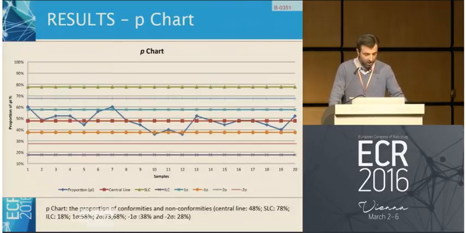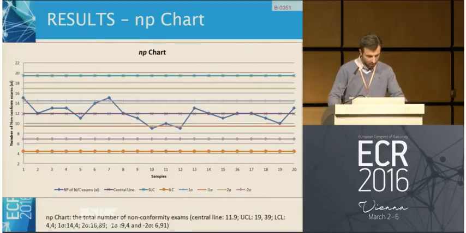Okay, our P chart, as you can see, is the proportion of conformities and non-conformities. The central line was 48%, the superior limit 78%, and the inferior limit 18%. In the NP chart, we had the total number of non-conforming exams, 11, almost 12, and the lower and higher control limits as 29 and 4.4.